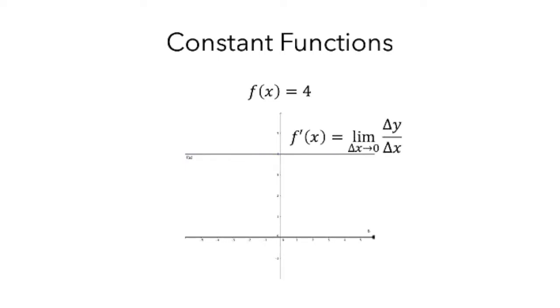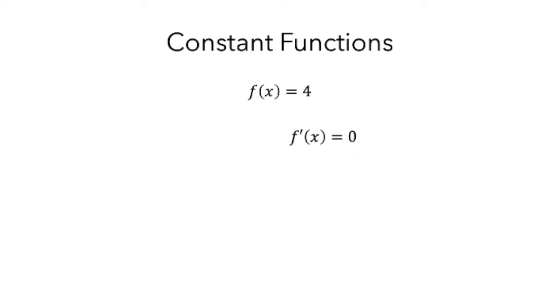The derivative of f of x equals the limit as delta x goes to 0 of the ratio of delta y to delta x. As x increases, y values do not change. So the derivative is 0 for all values of x. In general, if you have a constant function f of x equals c, then the derivative function is f prime of x equals 0.